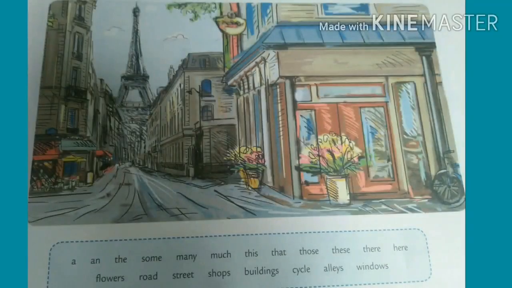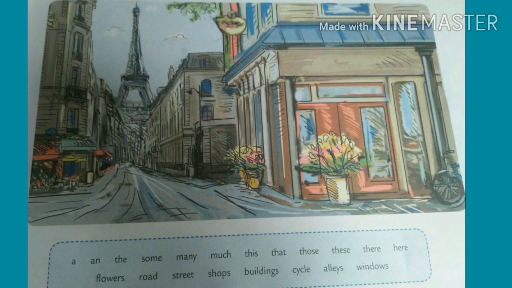Look at the picture. What do you see? You can see some shops, buildings, cycles, windows, floors, and many more. Now write 5 sentences about what you see in the picture, and you can use the words given in the box. You can write sentences like, this is a street in Paris. There are several shops here.